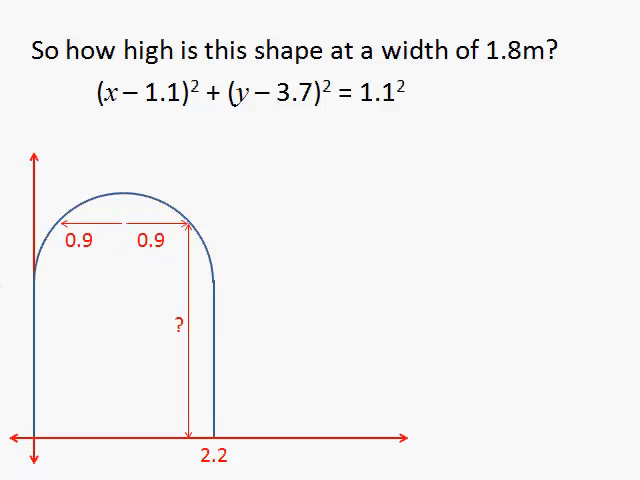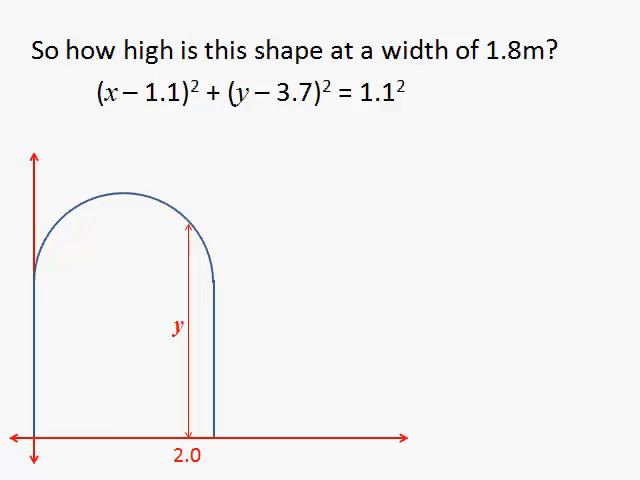1.8 splits to 0.9 either side, and because we know the center of the circle is 1.1 across, then there's 1.1 to get to the halfway of the circle, 0.9 to get the rest, which means that we are looking at the point which is 2 meters across from our origin. And the y that we're trying to find is the height at that point.